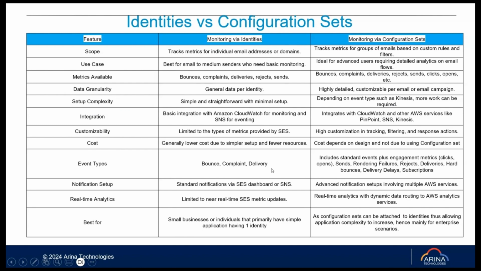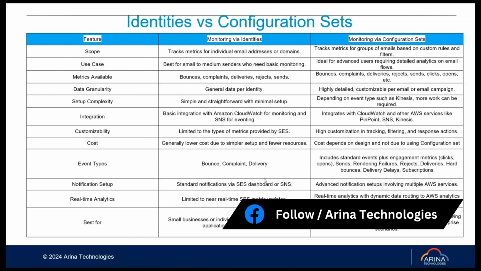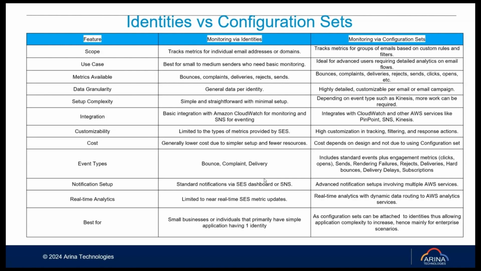A summarization of the differences between identities and configuration sets. So first thing, what is the scope? Identities track the metrics for individual email addresses or domains, and configuration sets are essentially for tracking the metrics for different groups of emails, based on custom rules and filters. It's for applications that have an enterprise scale, not a simplistic scenario. So that is where you would use it.